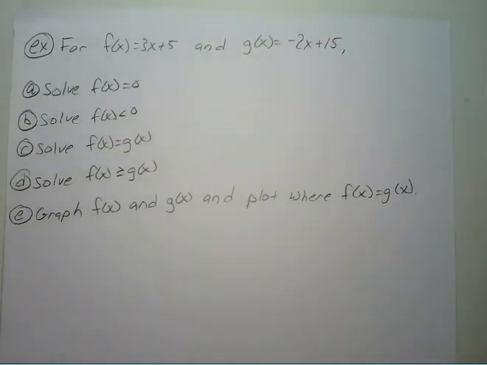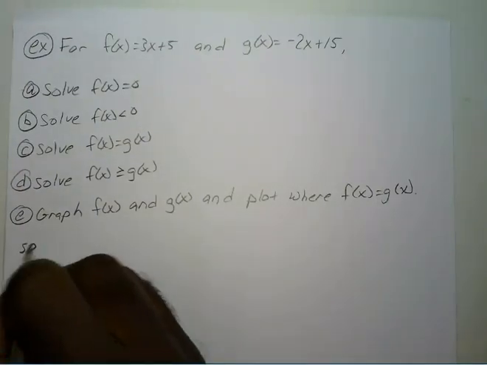Okay, so for f of x equals 3x plus 5 and g of x equals -2x plus 15, we want to solve f of x equals 0, solve f of x is less than 0, solve f of x equals g of x, solve f of x is greater than or equal to g of x, and then we want to graph f of x and g of x and plot where f of x is equal to g of x. Okay, so let's get started.